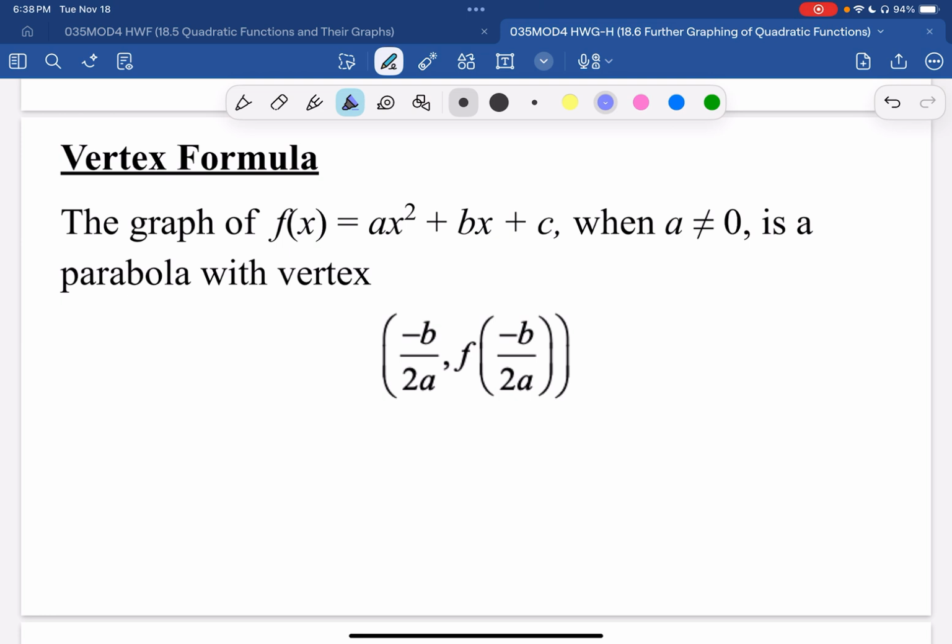But what we're going to look at is how to find the vertex using a formula, where if we have the function in the standard form f of x equals ax squared plus bx plus c, we can use this formula that tells us that the vertex can be found by negative b over 2a. That's going to give us our x value of the vertex. Then, to get the y value of the vertex, we would take that and plug it back into our function. So that's just saying that that's the function value at that x. And that would give us our vertex.